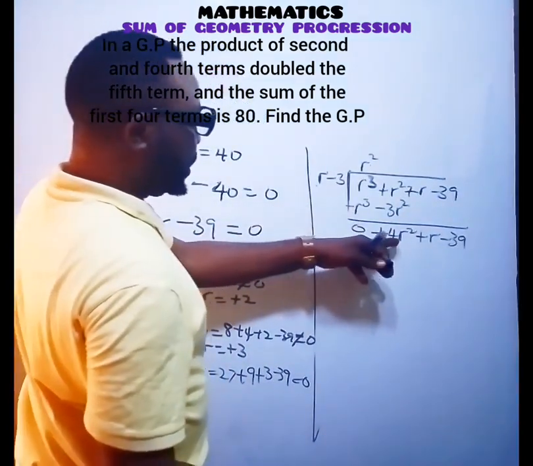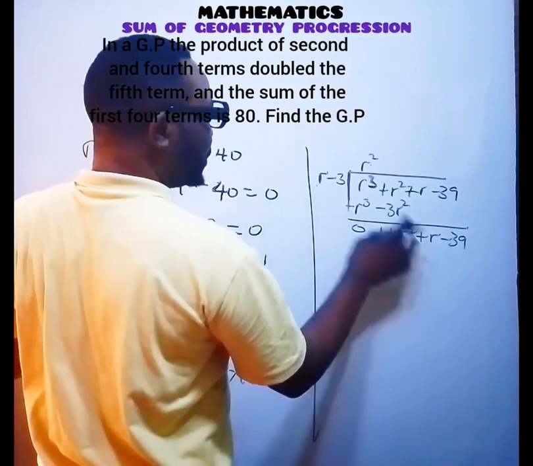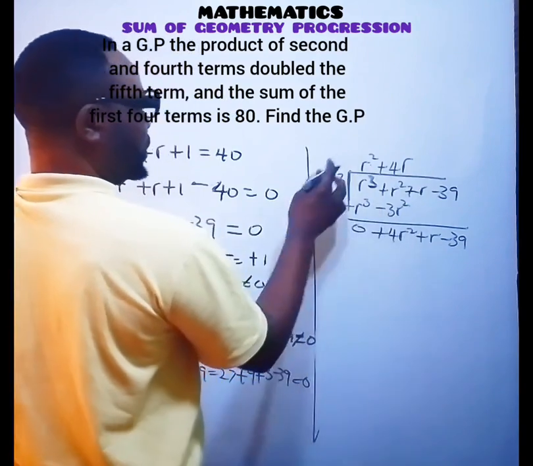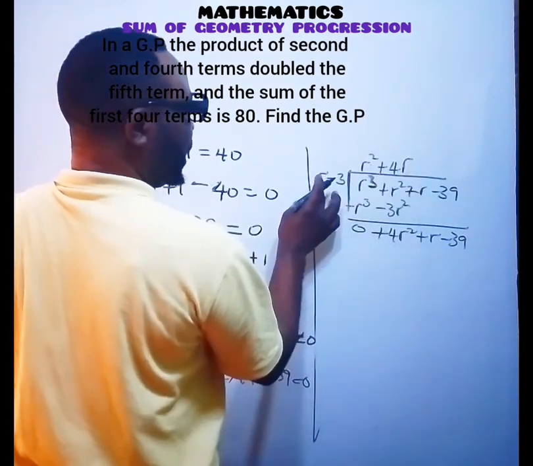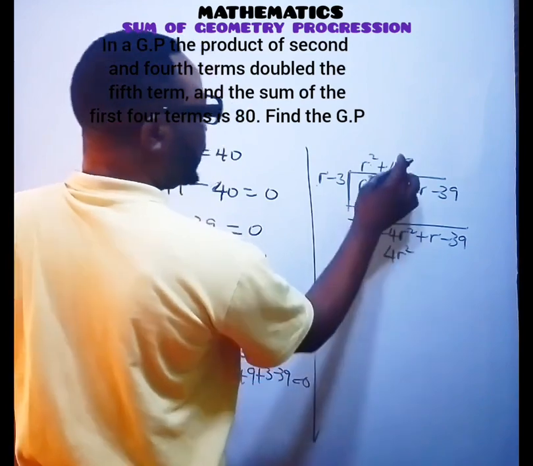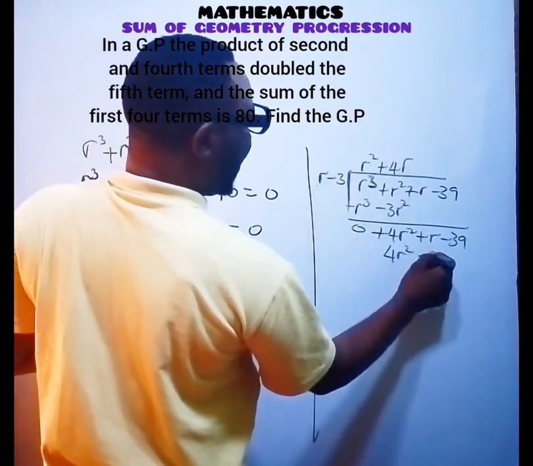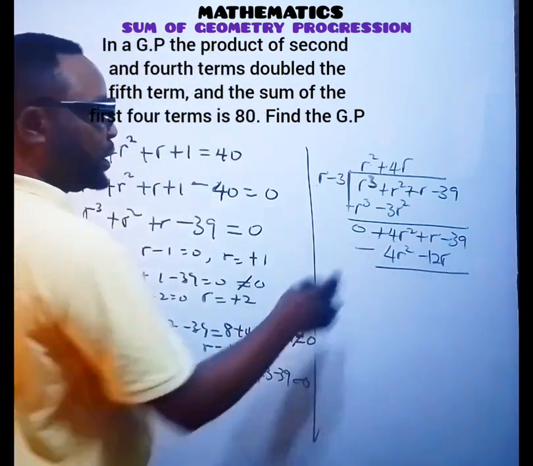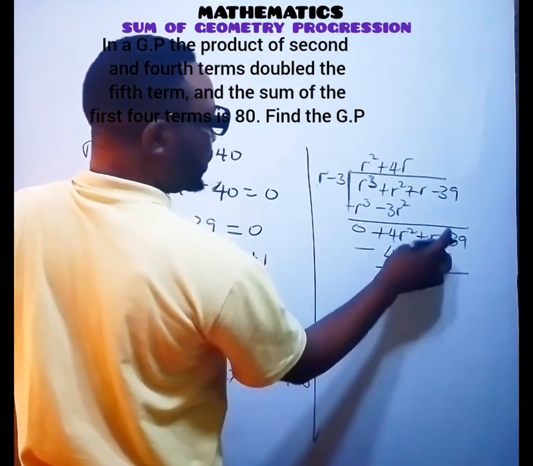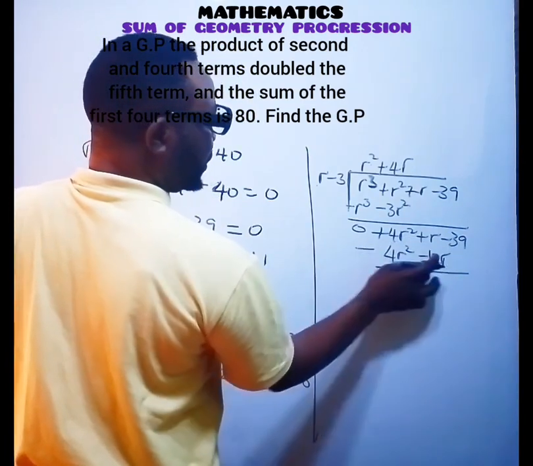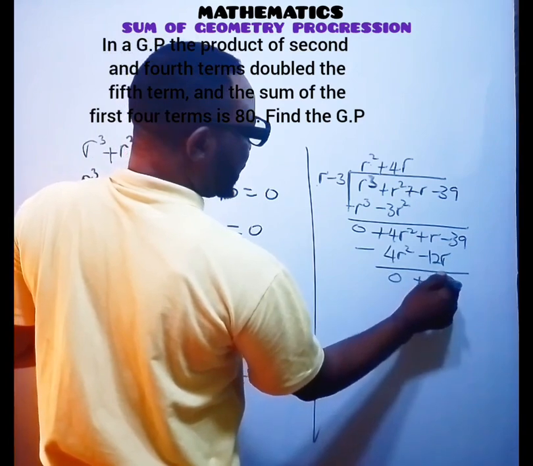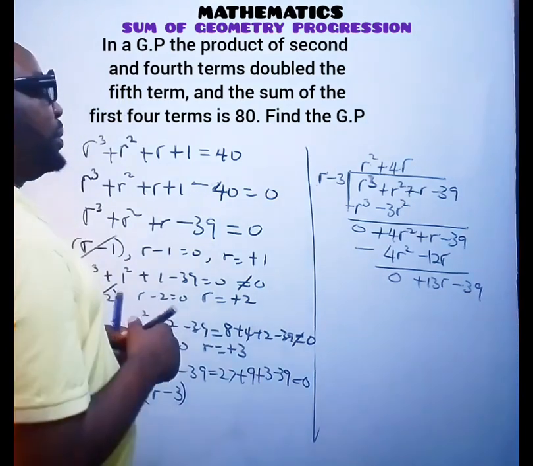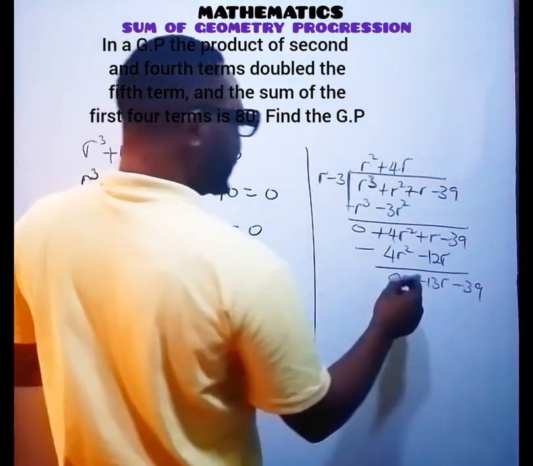So we now use this again to divide this value here. 4r squared divided by r, that's what? Plus 4r. 4r times r, that's 4r squared. 4r times minus 3, that's minus 12r. So we subtract one from the other again. 4r squared minus 4r squared will be 0. Plus r minus minus, that's plus 12r, that's plus 13r minus 39.